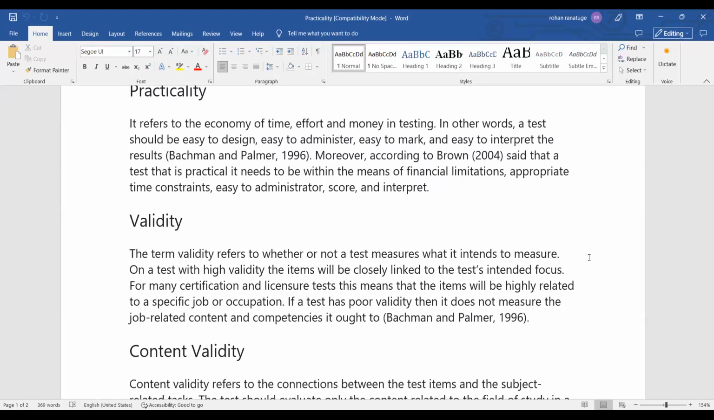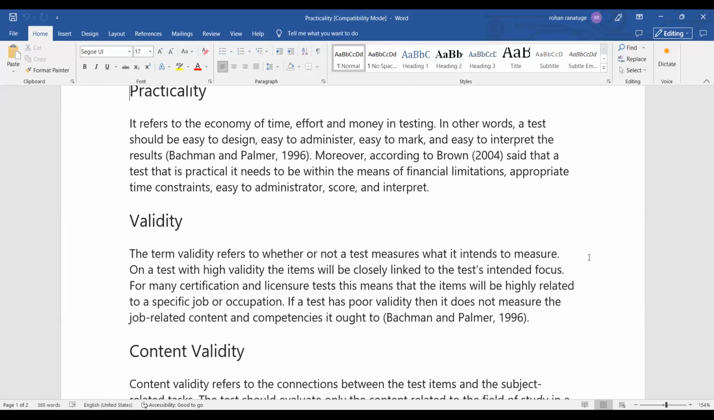If a test has poor validity, then it does not measure the job-related content and competencies it ought to. For example, if it's a driving test, we have to test the driving ability and the knowledge of road rules. If it is testing something else, like questions about the electrical system of the vehicle, that is also important, but there are more important things.